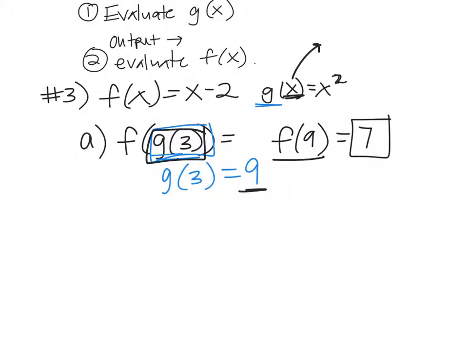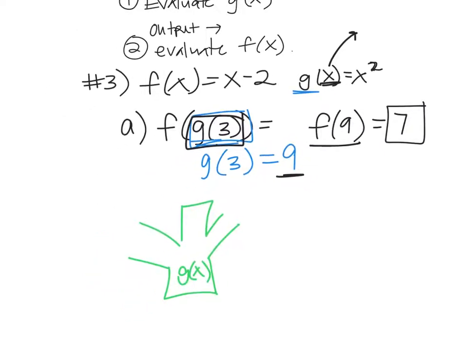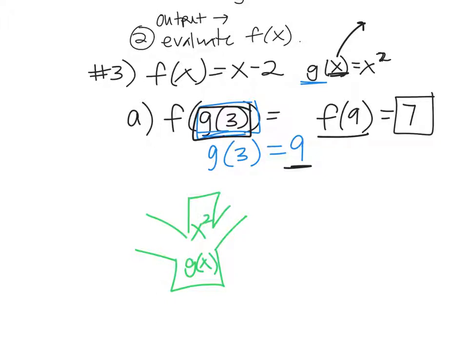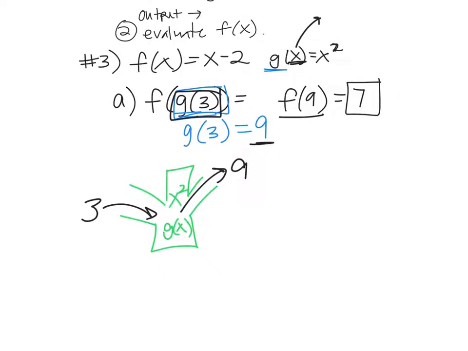I'll draw a picture for you. Here is the function machine g of x. It's called the squaring machine. It squares everything. So if I take a number like 3 and pop it into this function machine, what pops out of it? 9. But then this is telling me, don't stop there. Go over here to the function machine called f of x.